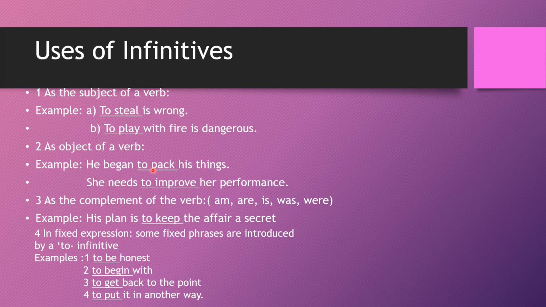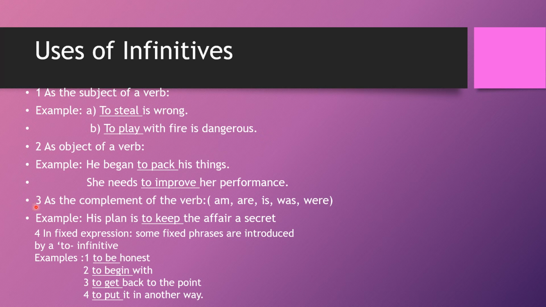Here in this example, it is the object of the verb. It is coming after the verb began. He began to pack his things. So to pack is coming after the verb began, and therefore it is the object of the verb. To improve, this infinitive is the object of the verb. It is coming after needs, and therefore it is the object of a verb.